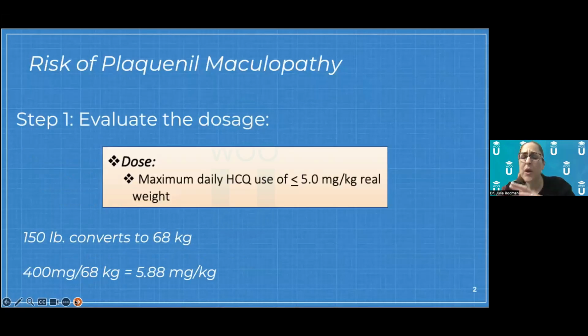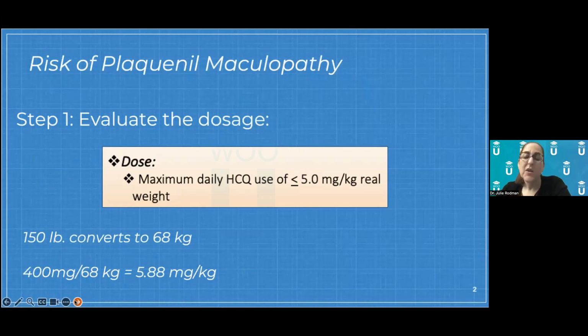Let's look at how we would approach a patient. This is what I wanted to get to. So Mr. Jones walks in and he says to you, I'm on Plaquenil. Does that mean that we're going to treat Mr. Jones the same way? He might weigh 175 pounds, or Mrs. Jones, who weighs 120 pounds. Are we going to assess these patients the same way?